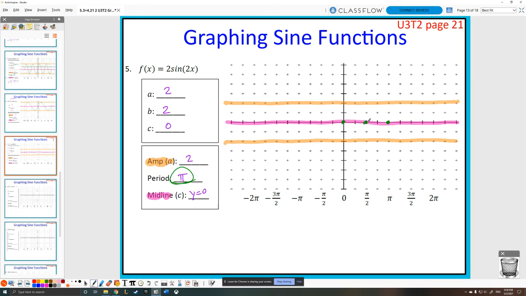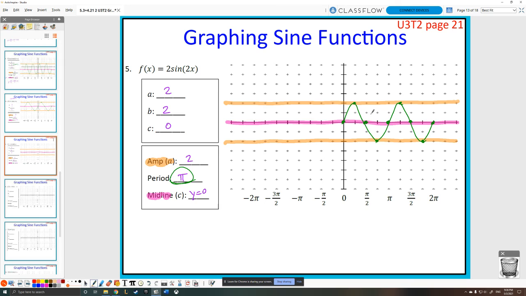So in the middle, that's also pi. I'm going to go to my max, then my minimum. But I'm going to keep going. I go negative 2 pi all the way to 2 pi. So again, maximum, midline, minimum, midline. So my graph looks something like this.